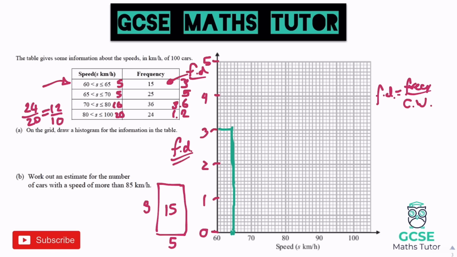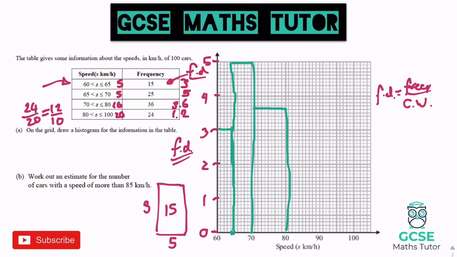The next one has a height of 5, and it has a width of 5, it goes from 65 to 70. So continuing that line up, we can go up to 5. I'll do this as best as I can, there we go, there's the next one. The next one has a height of 3.6, so being super accurate here, and a width of 10, it goes along to 80. So if I find 3.6 as best as I can, 1, 2, 3, 4, 5, 6.